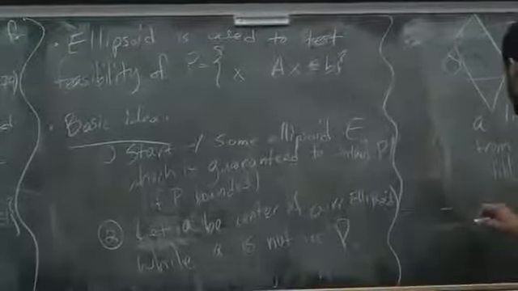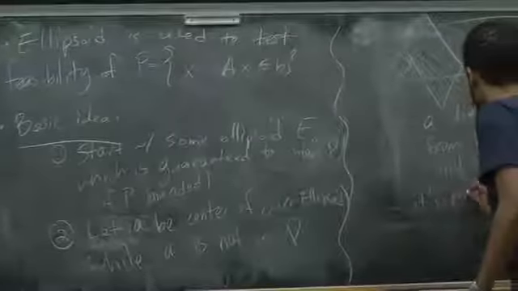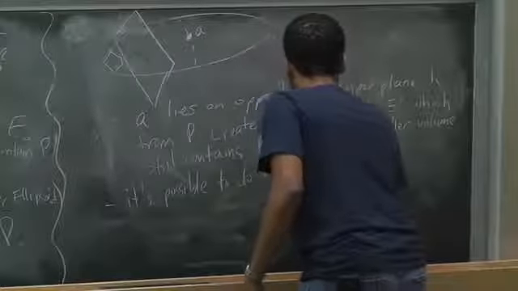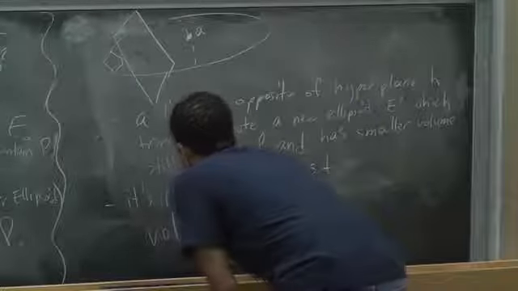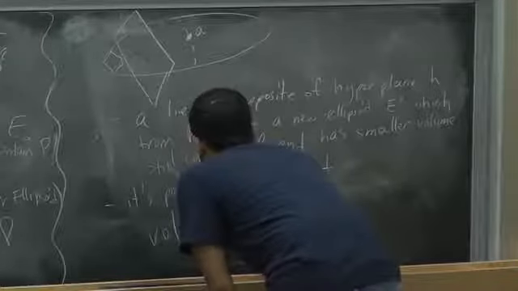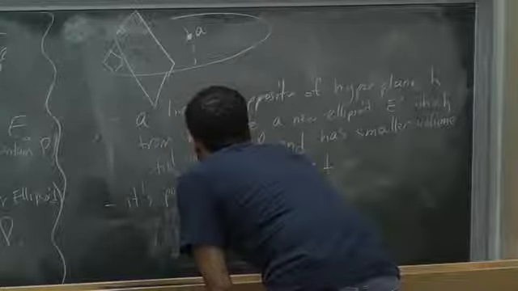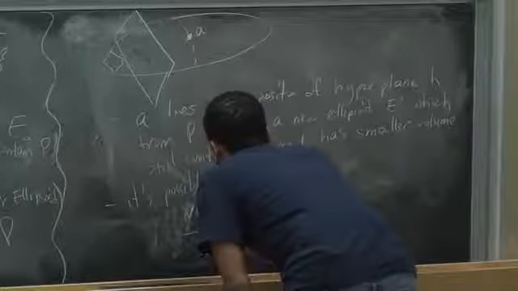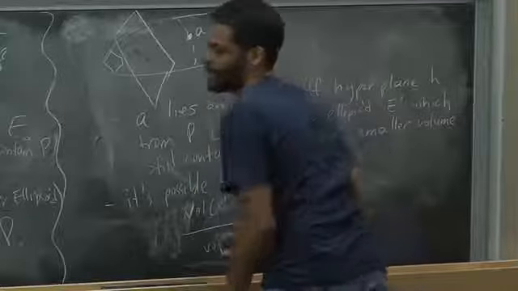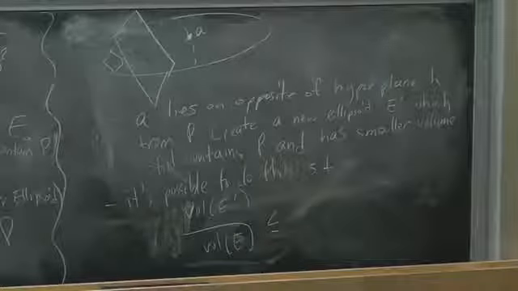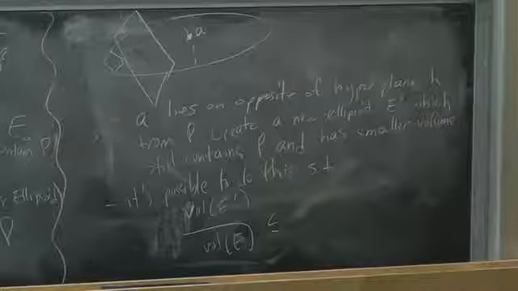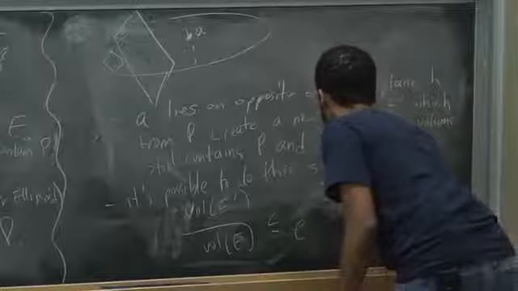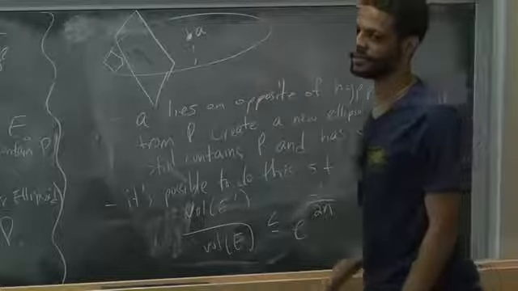And it's possible to do this such that the volume of E prime over the volume of E is at most, I think, something like e to the minus 1 over 2n.